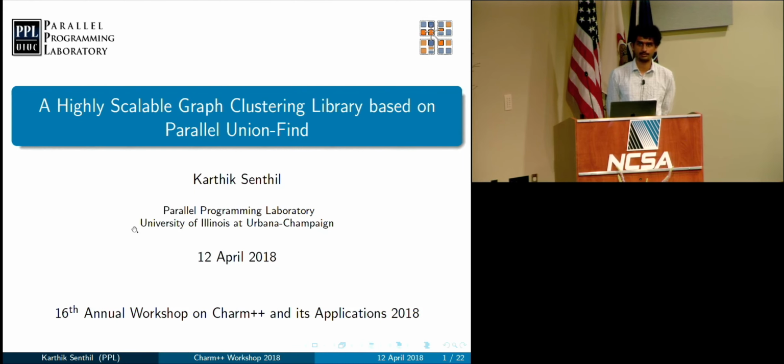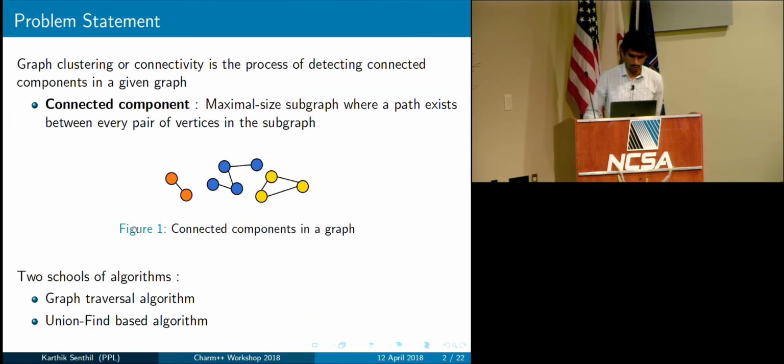I'm Karthik, a graduate student at PPL, and I'm here to present our active ongoing research in developing a highly scalable graph clustering library based on a parallel union find algorithm. So firstly, the problem that we are trying to solve.